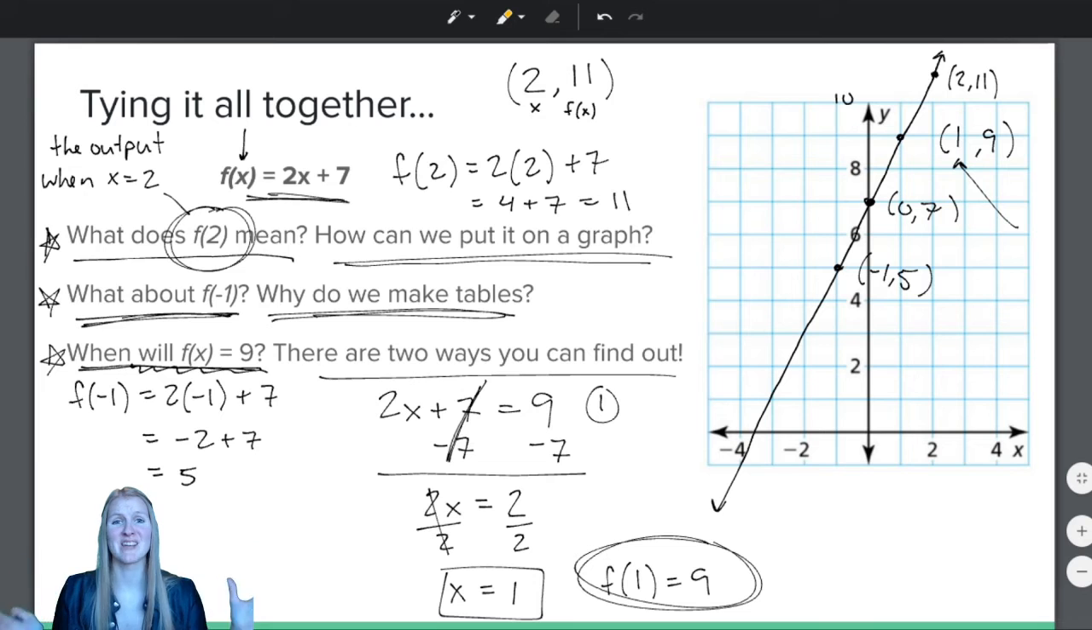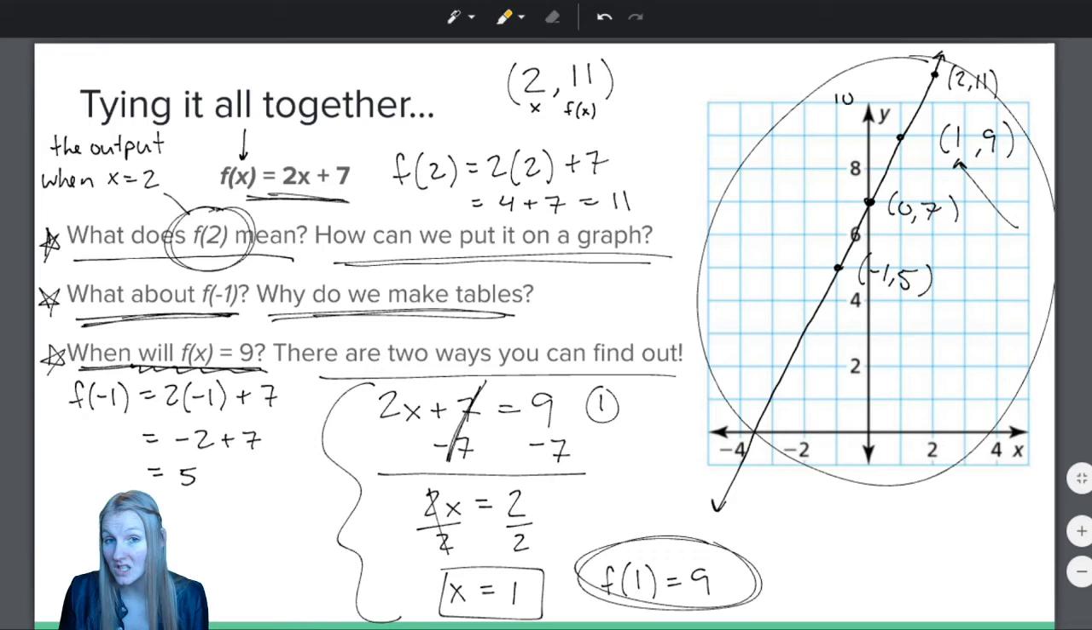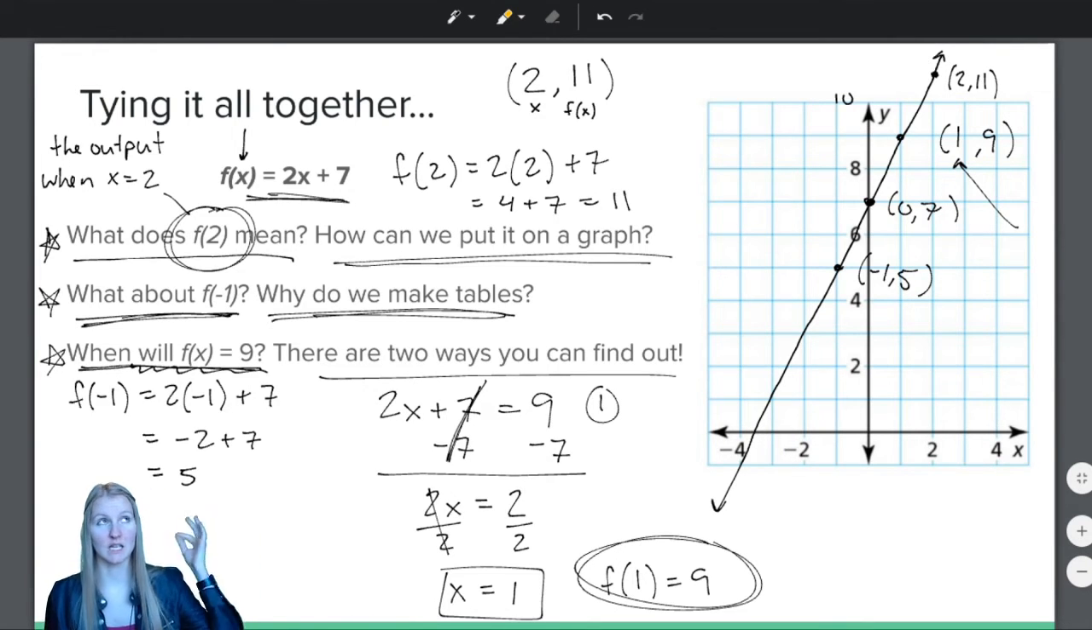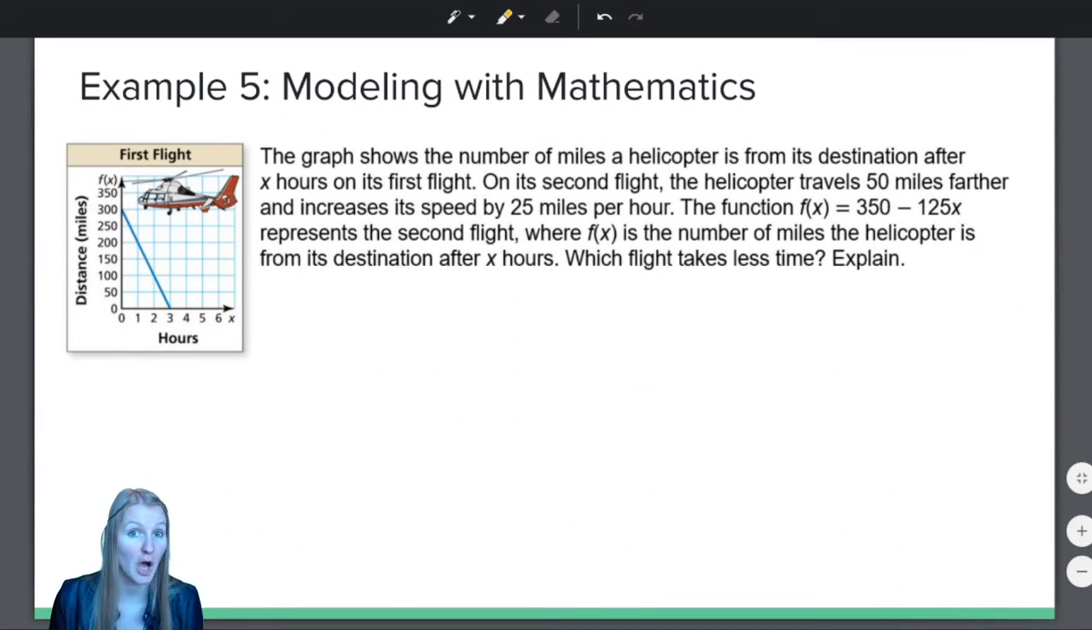Okay, so that kind of brings everything together that we've done. We have evaluated functions, we have solved functions, we have graphed functions. The only thing that's left to do that we did in part 1 of 3.3 is to interpret functions. So we are going to move on to example 5 of 3.3. And this is a word problem. And word problems always require us to interpret something. So let's read the problem.